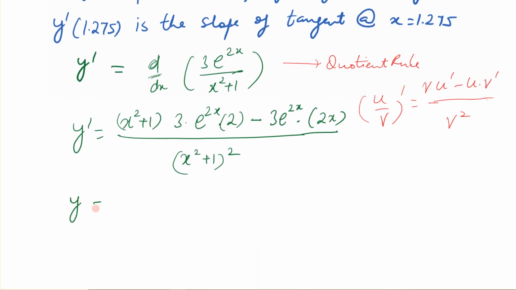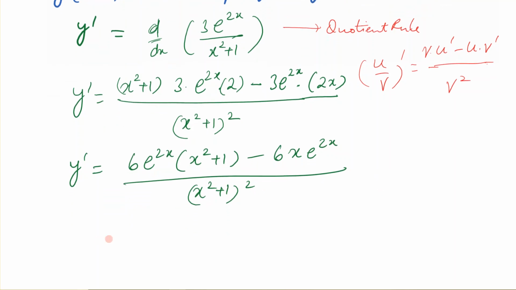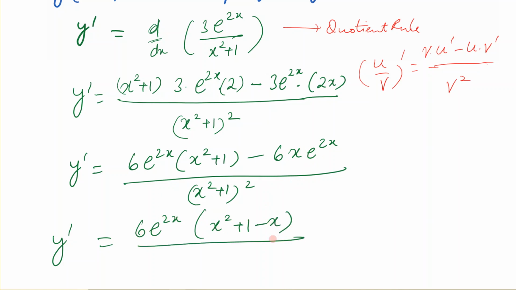So we get 6 e raised to power 2x, x squared plus 1 minus 6x e raised to power 2x on the top, and x squared plus 1 whole squared in the denominator. So now we can take some common factors out. 6 e raised to power 2x are the common factors. Inside we are left with x squared plus 1 and just x in the second term.